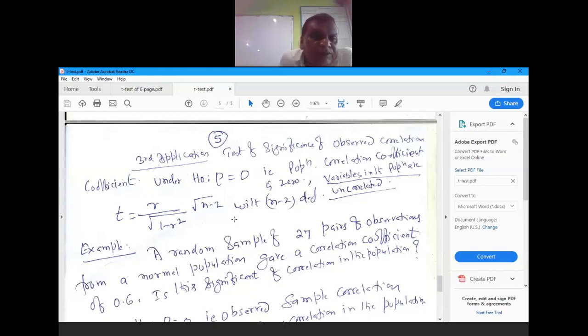So what is your statistic? Remember it, T is equal to R into under root n minus 2 divided by under root 1 minus R square with n minus 2 degree of freedom. So here R is the sample correlation coefficient and n is the sample size.